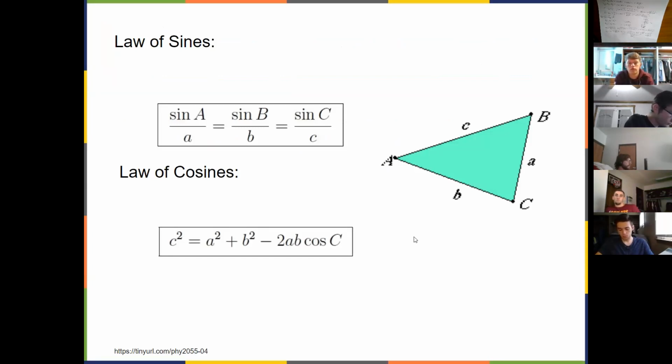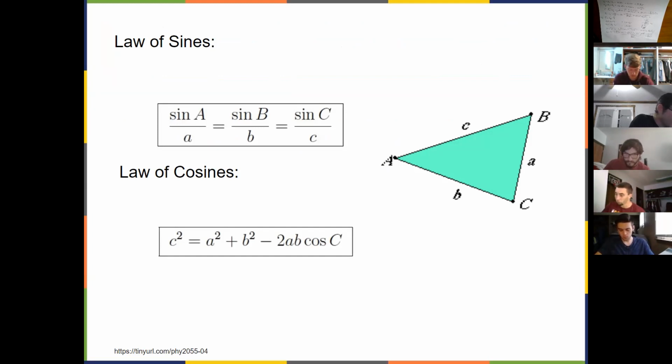Another way to do vector addition analytically, this is not in the textbook, but we'll talk about it here as well. This utilizes the law of sines and the law of cosines. So let's have a review of the law of sines and the law of cosines.